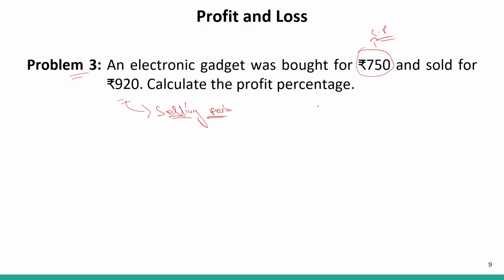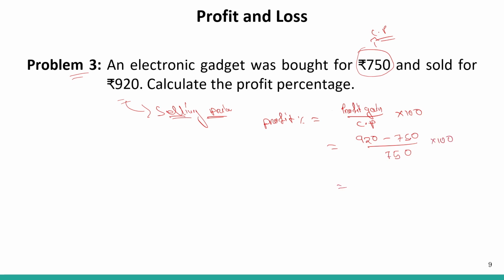So it tells us to calculate the profit percentage. So profit percentage will be, we know the formula, right? It will be profit gain by CP, that is the cost price, into 100, right? So profit gain is how much? The selling price, sorry, 920 minus cost price, that is 750. So selling price minus cost price by cost price, that is 750, right? So this much into 100.